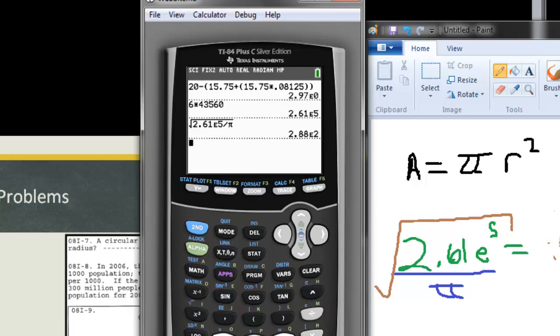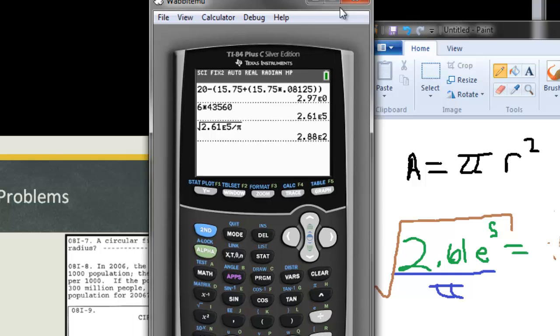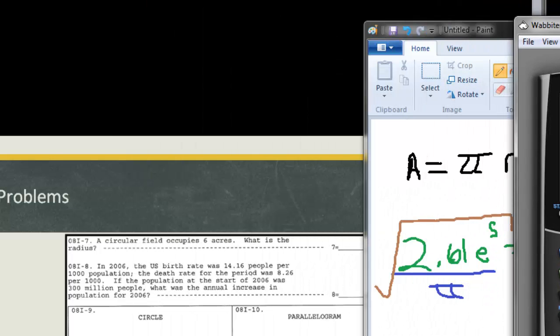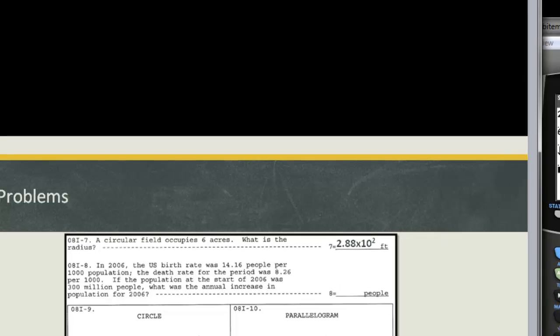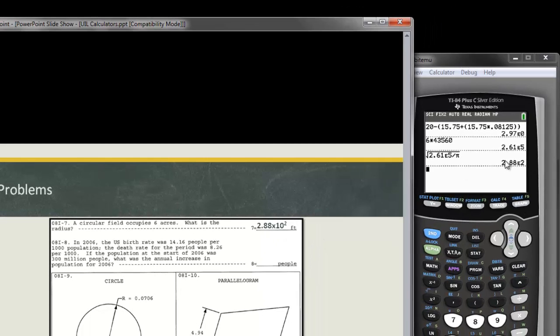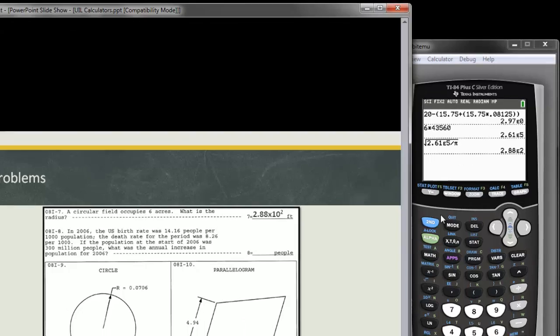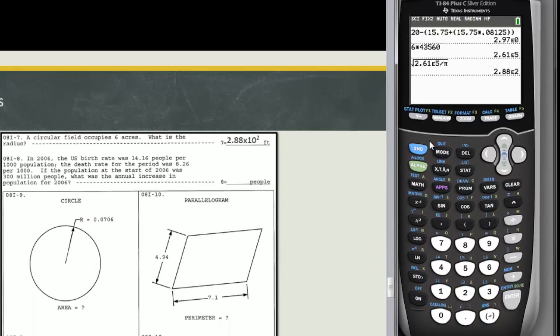And when I hit enter, I should get 2.88 e to the second, or e2. So here, 2.88 times 10, because I changed the e to times 10 to the second. Number 8 is a little lengthy, but we can go ahead and go over it very quickly.